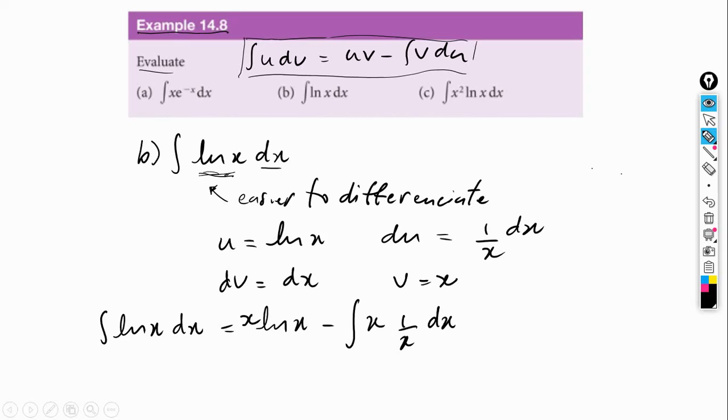So we're almost done, because notice that we can cancel out the x's and we have 1 dx. So this would be then x natural logarithm of x minus the integration of 1, which is simply x. And then finally, we can't forget plus c.